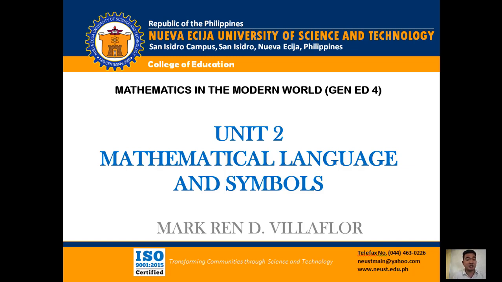I would like to welcome you to our class for the discussion of Unit 2 in Gen Ed 4, or Mathematics in the Modern World, which is the mathematical language and symbols. Mathematics all over the world is the same despite the difference in language we use. Mathematics will remain the same, therefore, it can act as our universal language. A mathematical phrase or formula has the same meaning regardless of the language used to explain it. Mathematics makes people understand and connect in this way even though there are other communication barriers.